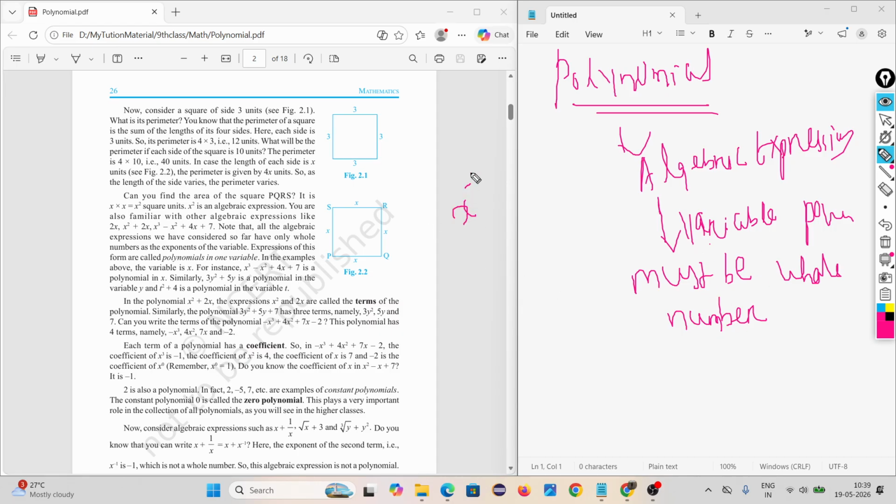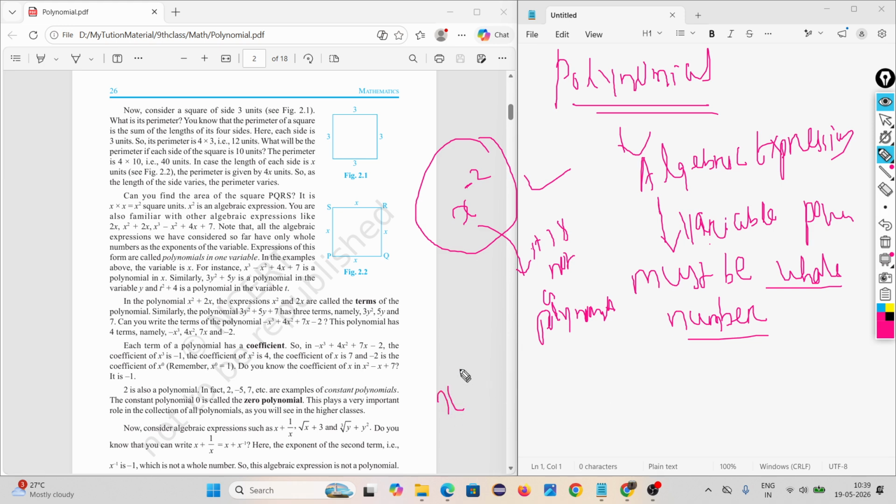Look, x power minus 2. Is it an algebraic expression? Yes, but it is not a polynomial. Why? Because the power is minus 2, which is not a whole number. x power 1 upon 2. Is it an expression? Yes. Is it a polynomial? No, because its power is a fraction. You understand what I mean by polynomial: an algebraic expression having the variable power a whole number.